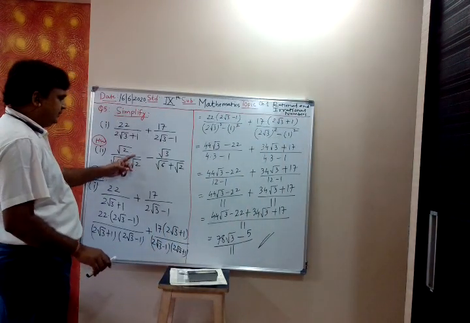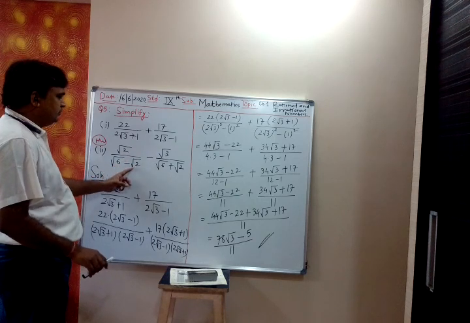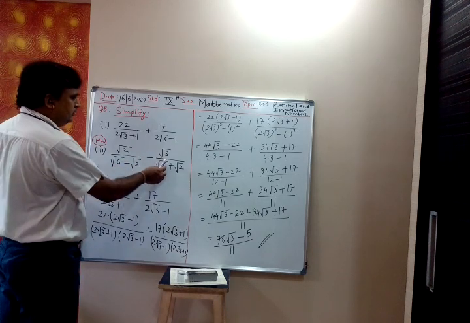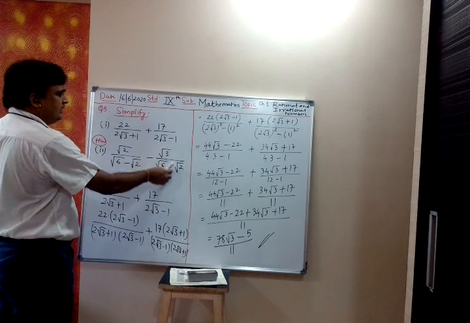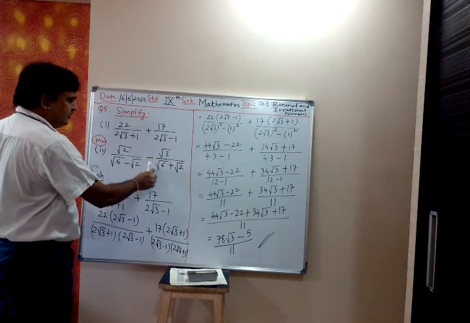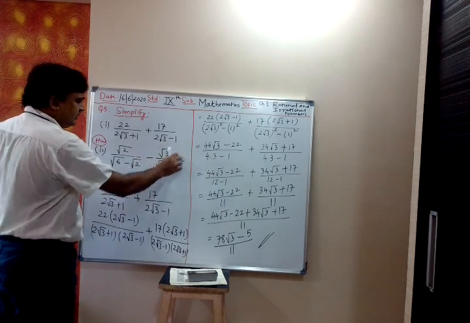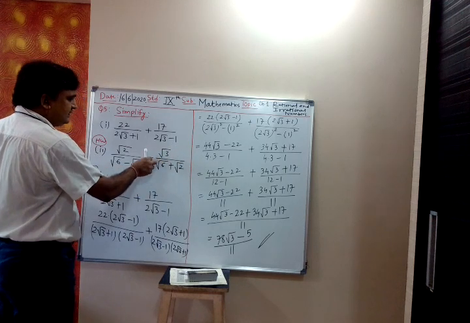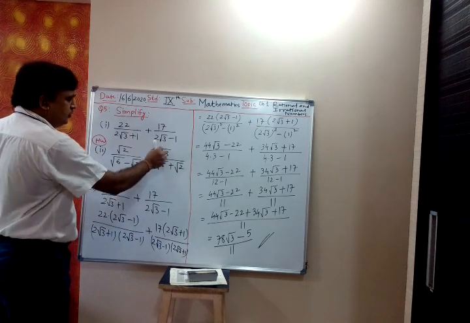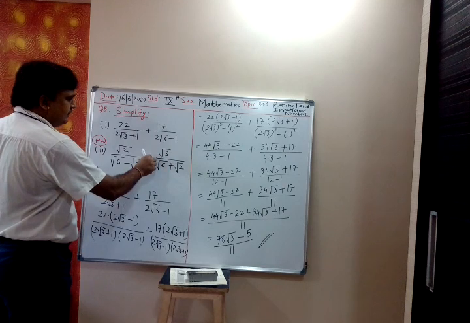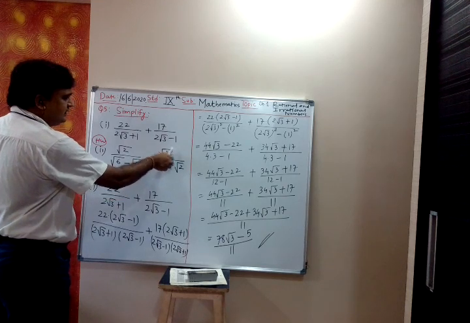Multiply and divide by root 6 plus root 2, and this by root 6 minus root 2. Multiply and divide. And this term you will take common. Simplify. This is minus. Then when you open this bracket, this minus inside sign will change.